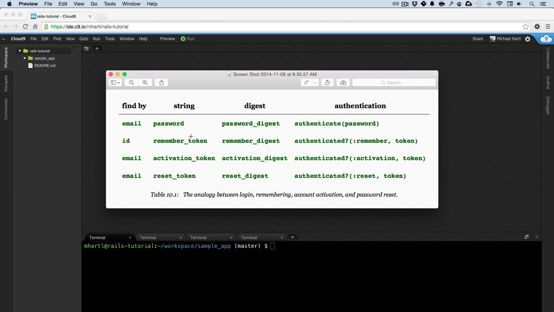Then we see in the case of the account activation and password reset that we'll also be finding by email the way we did with passwords, and then we'll compare the activation token or the reset token to the corresponding digest in the database. As before, these digests will be hashed using the bcrypt algorithm, thus rendering it essentially impossible to infer the tokens from the digests.